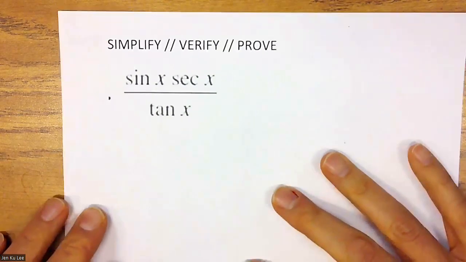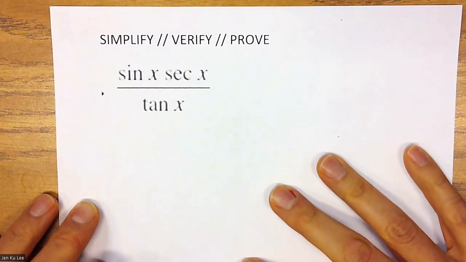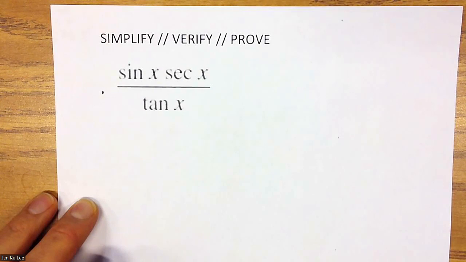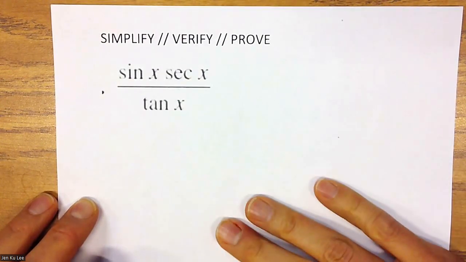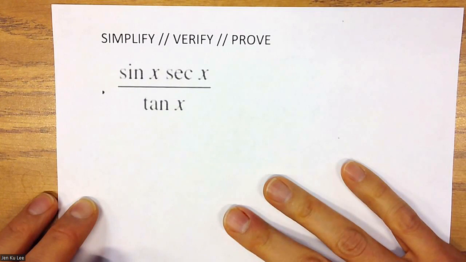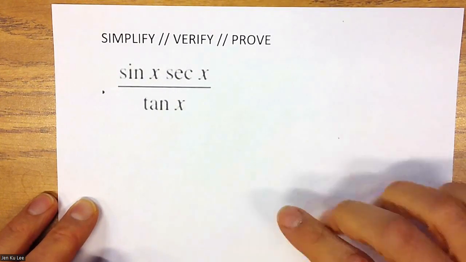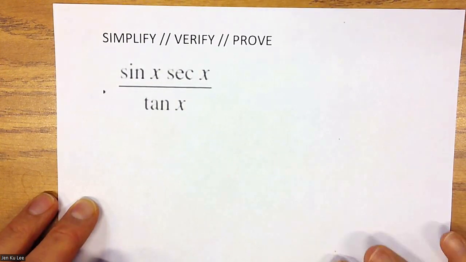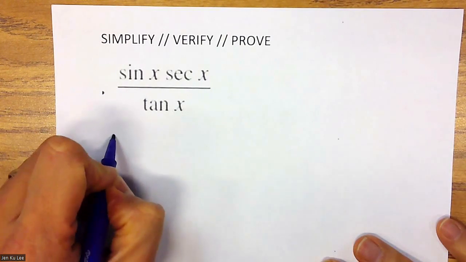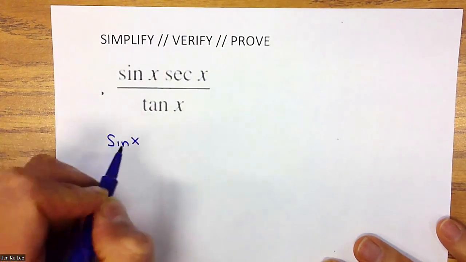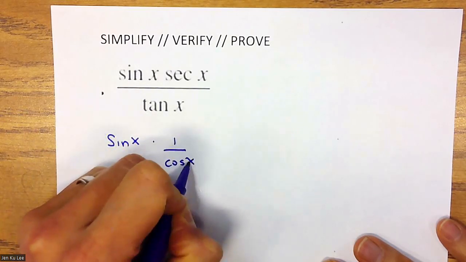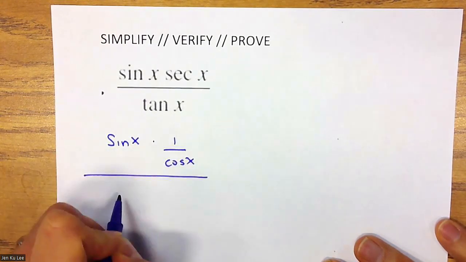So here we have sine of x times secant of x over tangent of x. And what we're going to do here is we're just going to simplify. We can simplify doing one of two things. We can turn everything in terms of sine and cosine, right? One of our hints from yesterday. So I'm going to go ahead and do that. I'm going to have the sine of x times 1 over cosine of x over tangent, which is the sine over cosine, right?